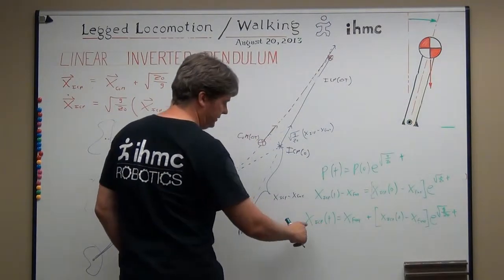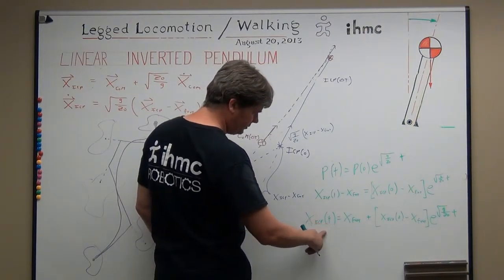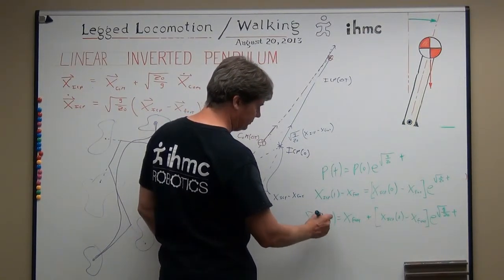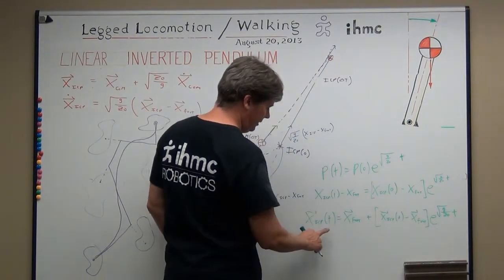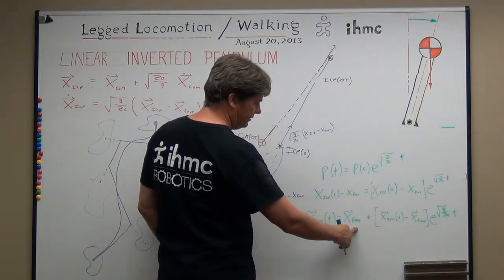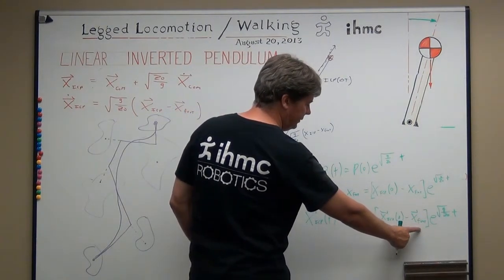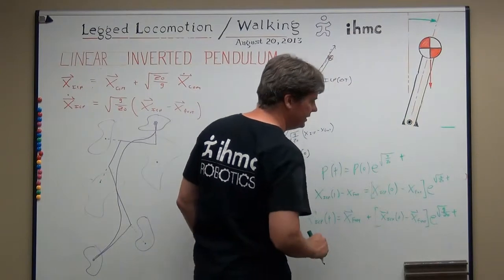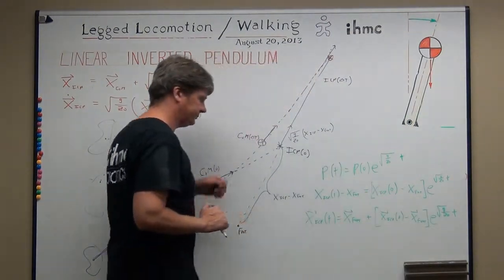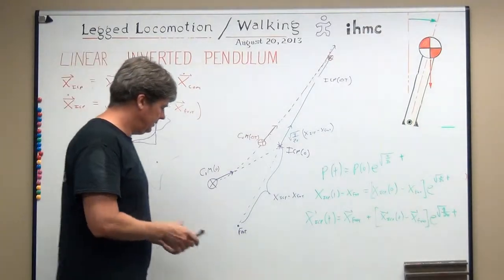Okay, so this is the ICP equation. XICP, and again, these are XY vectors, is x of the foot plus the distance between the ICP and the foot at time 0 times e to the square root of g over z naught times t. All right, any questions?